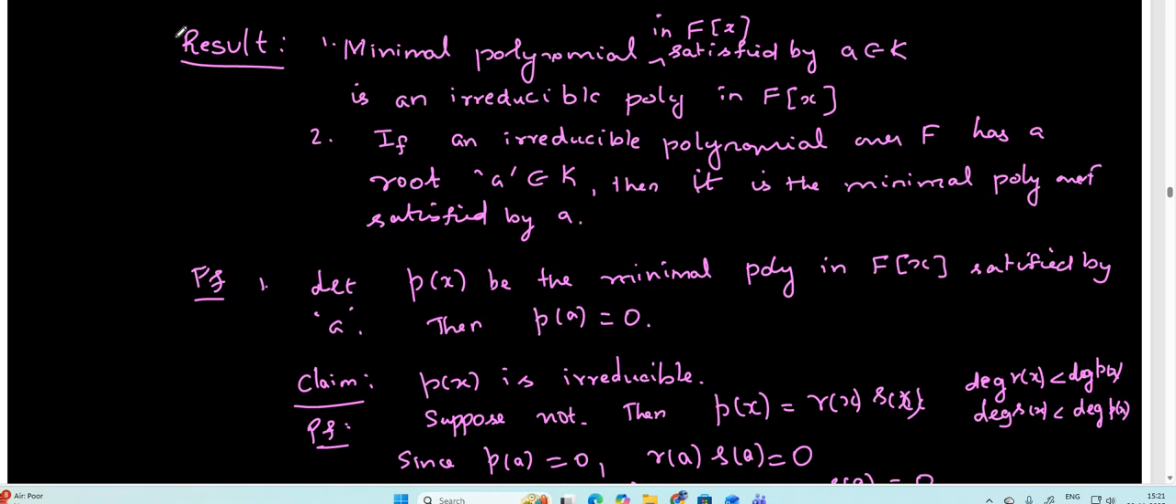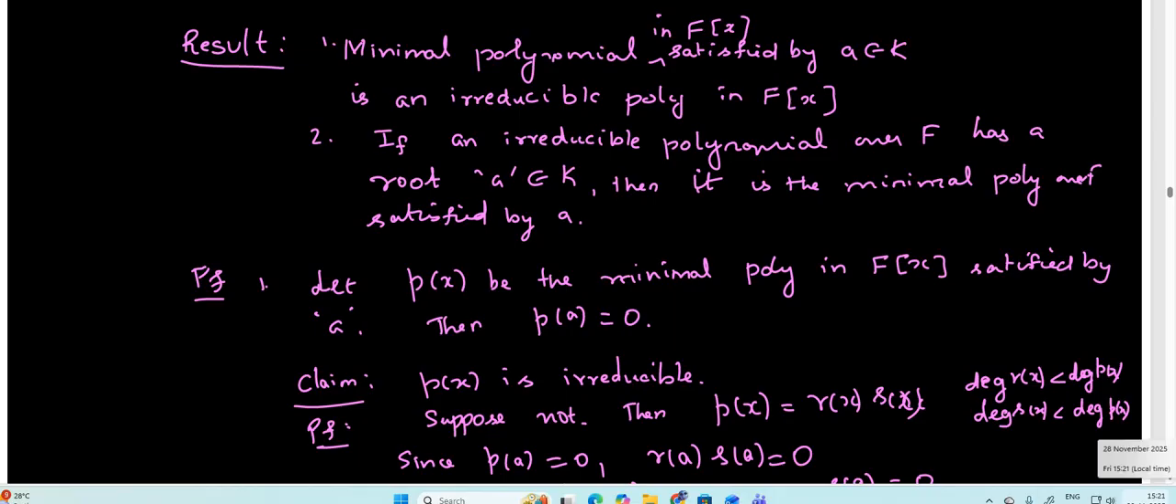In this video, we'll prove this result. In the first part, any minimal polynomial in F[x] satisfied by a in K, where K is an extension of F, is an irreducible polynomial in F[x]. And in the second part, we'll prove that if an irreducible polynomial over F has a root a in K, then it is the minimal polynomial. That is, irreducible plus root should give us minimal polynomial, and minimal polynomial is always irreducible.